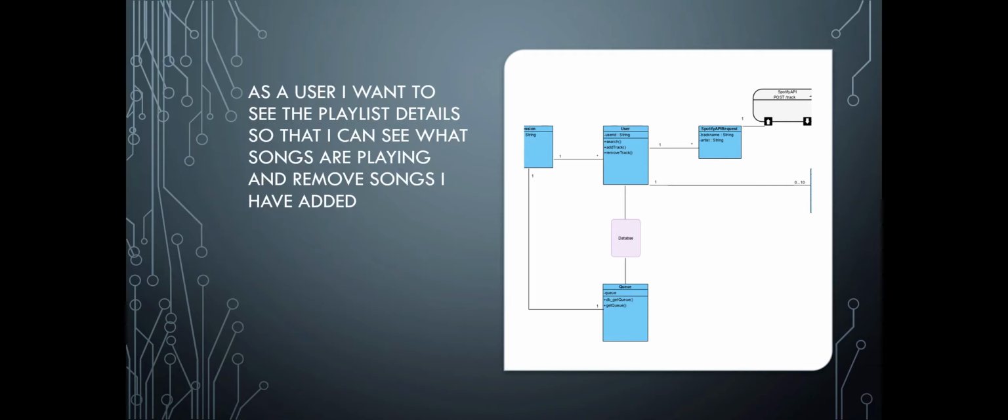So my first user story is, as a user, I want to see playlist details so that I can see what songs are playing and remove songs I have added. So here on the right, we really don't need to look at the class diagram here. All this was bootstrap stuff that we had worked on the front end.